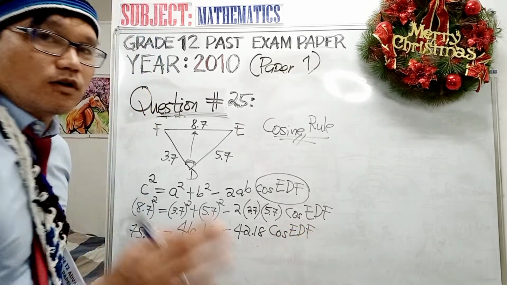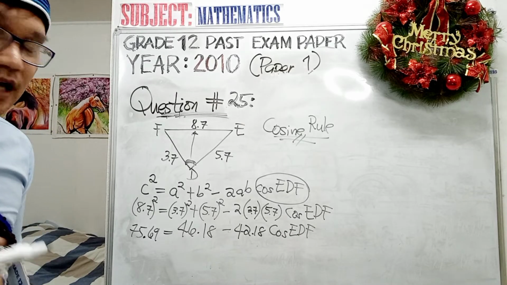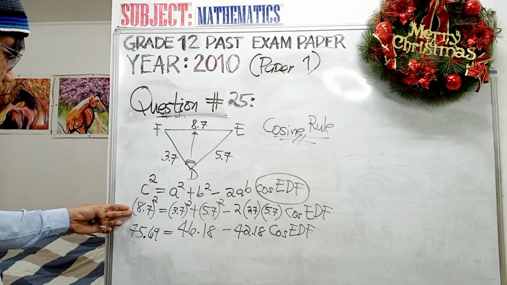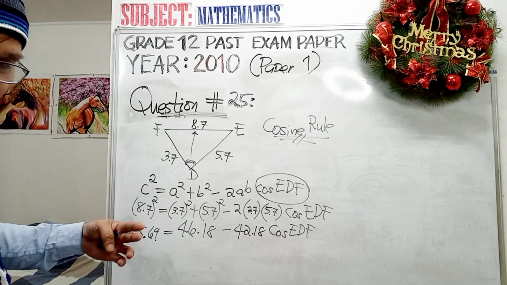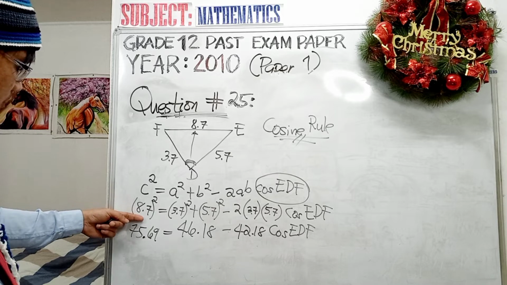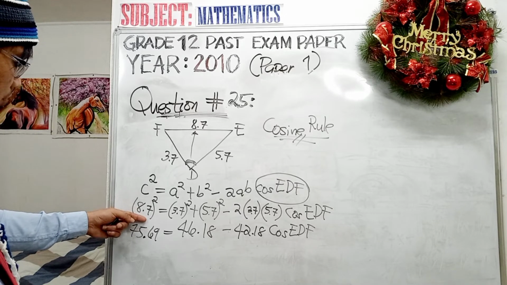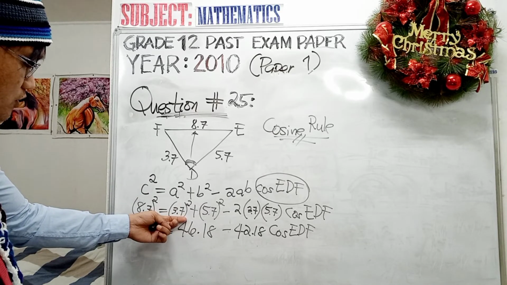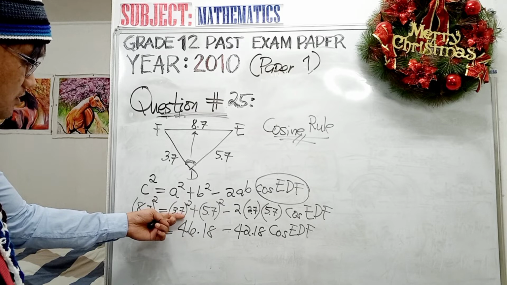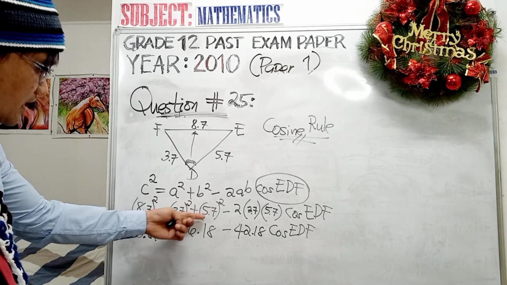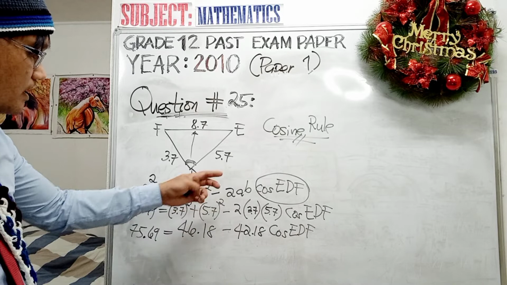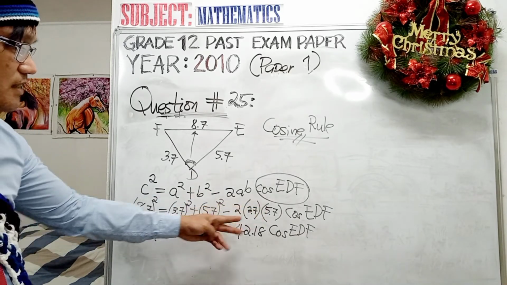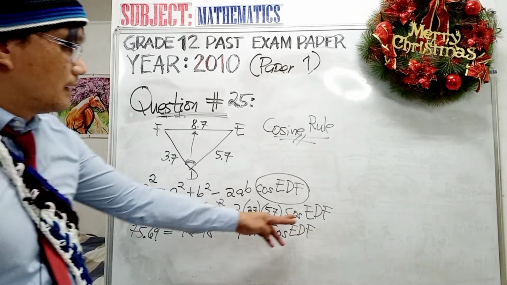Because you are allowed to use the scientific calculator, you can make a very quick calculation in this way. With the scientific calculator, you just press open bracket 8.7 close bracket square, which gives you 75.69. Then 3.7 square, add open bracket 5.7 square, which gives you 46.18. You cannot combine it here yet because we have an unknown value here.